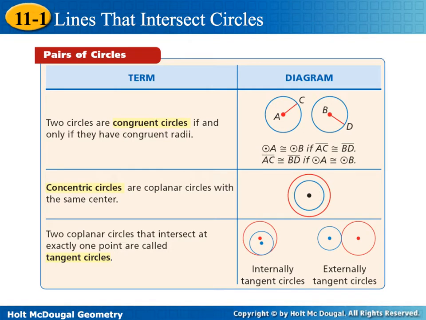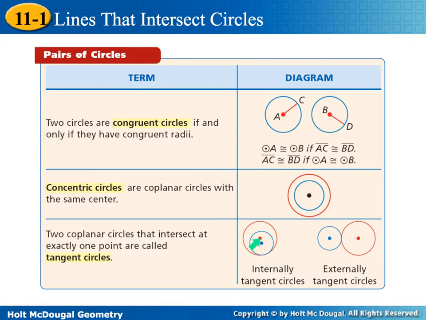All right, your second buzzword is tangent circles. Two coplanar circles that intersect at exactly one point are called tangent circles. So notice how there's two different types of tangents. There's internally tangent, where the circles are concentric and tangent. So they kind of are following this rule and this rule.